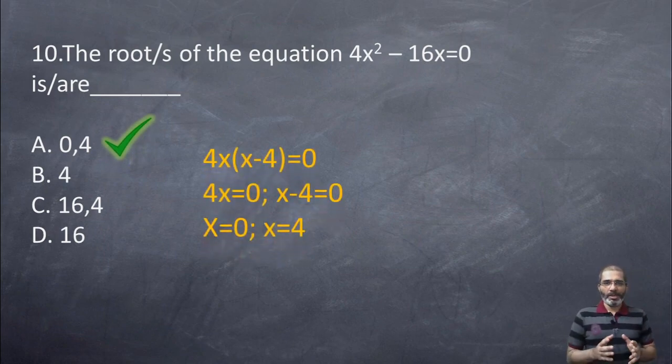How? Okay, see what is the equation? 4x square minus 16x equal to 0. So the first step is you have to take 4x common. So 4x common, what you get in the other bracket is x minus 4 equal to 0. If I put the first term, that is 4x equal to 0, I get the value of x as 0. And if I put the second bracket equal to 0, that is x minus 4 equal to 0, I get the value of x as 4. So we have two answers. So we have two roots, that is 0 and 4, option A.